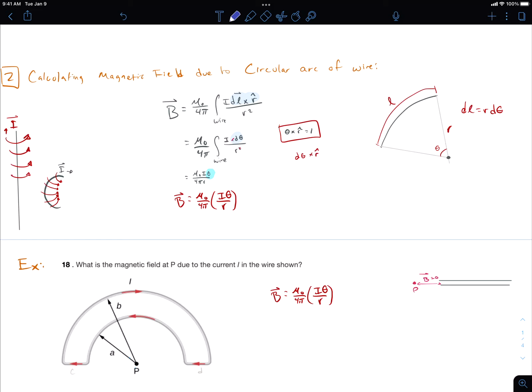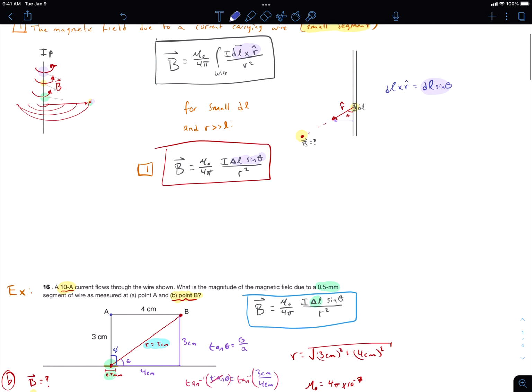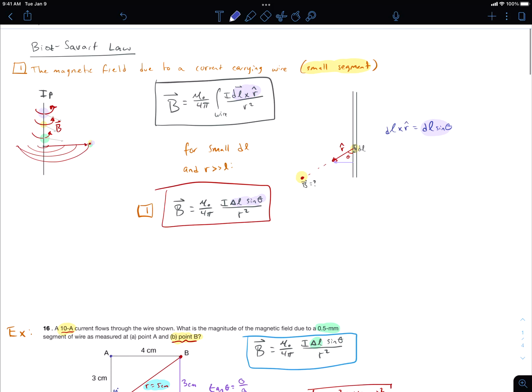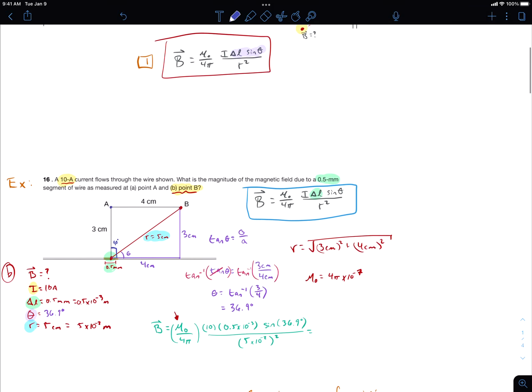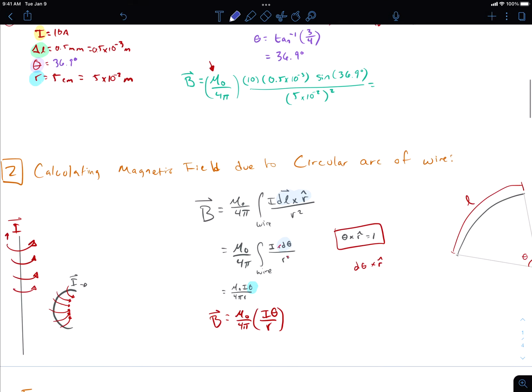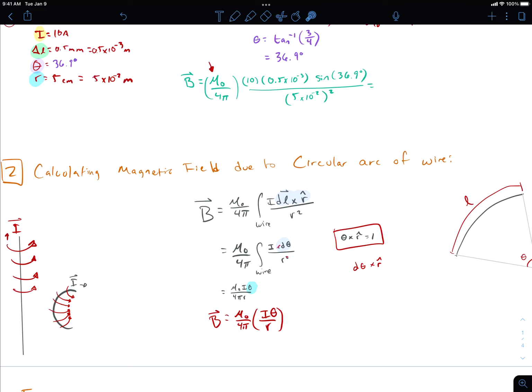In this video, we're going to continue looking at the Biot-Savart law. In part one of the video previously, we looked at the magnetic field due to a small segment of wire. In part two, we're going to look at another form of this formula. Remember, we always start with this main form of the Biot-Savart law, but what we're going to do now is apply this to a long wire that is shaped into a circular arc. This is important because it actually has some really nice properties.